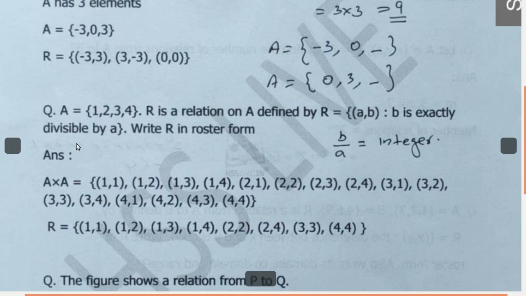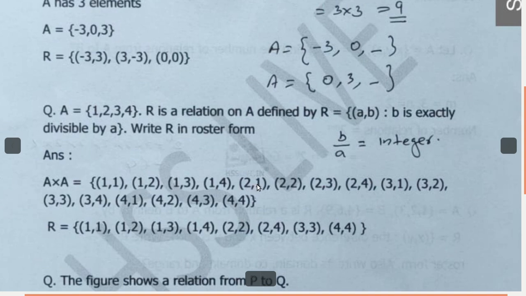b is exactly divisible by a. Here the first element is a, the second element is b. So this is a, this is b. So b by a, 1 by 1. Yes, 1 by 1 is possible because 1 by 1 is 1 itself, an integer. So (1, 1) is needed, right? (1, 2) is needed because 2 by 1 is 2, an integer. Okay. 3 by 1, okay. 4 by 1, okay. So up to this, okay.